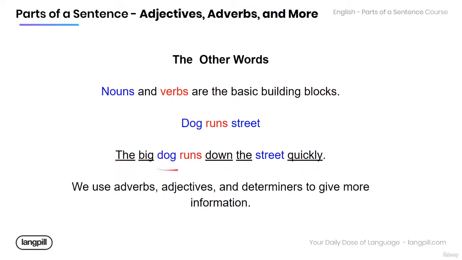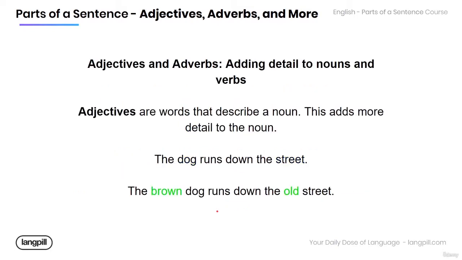So now that we have these other words added in, let's see. The big dog runs down the street quickly. Okay, so now I know the size of the dog, I know where it's running on the street, and I know how it's running. Okay, so these extra words are very important. And these extra words are things called adverbs, adjectives, determiners. Okay, they give more information. Let's go over these a little bit.